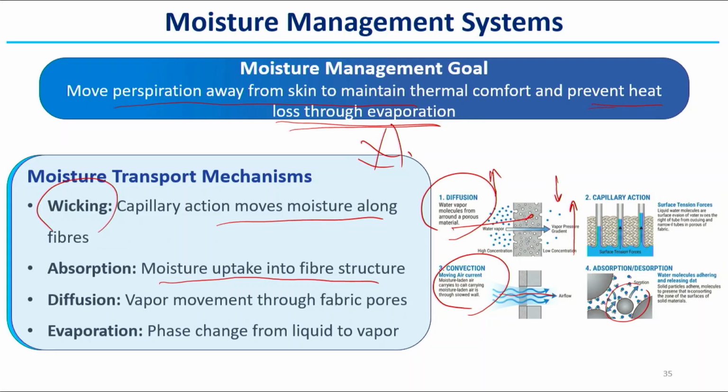For moisture vapor transmission, diffusion we have already discussed, and evaporation. Evaporation is a phase change from the liquid phase to the vapor phase, and it takes additional heat away from our body. So in extreme cold climate clothing we should prevent this evaporative heat loss, but diffusion should be there to release the moisture vapor accumulated inside the microclimate.